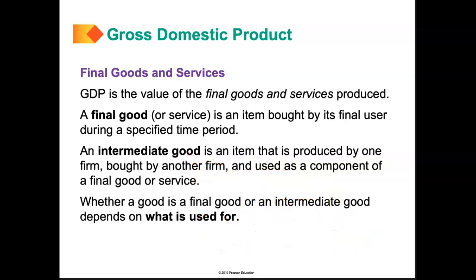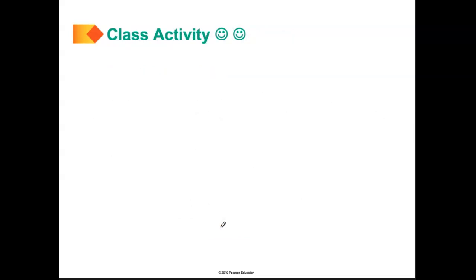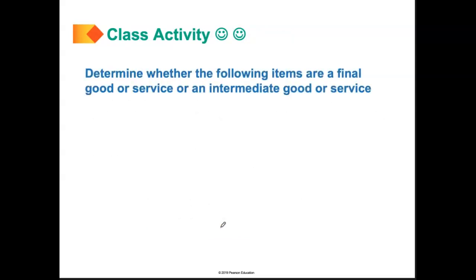But whether a good is a final good or intermediate good depends on what this good is going to be used for. If it's going to be used for someone's own personal consumption, then it tends to be a final good. If it's going to be used in producing another good, then it tends to be an intermediate good. So just to make sure you understand it, I have a few activities that you need to try out. I want you to determine whether the following items are a final good or an intermediate good or a service.